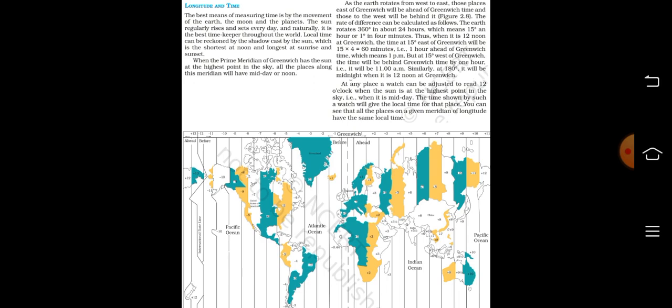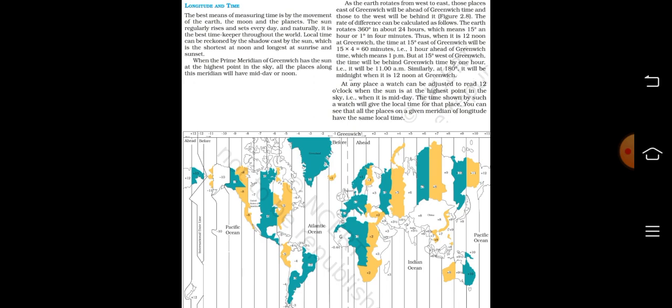As the earth rotates from west to east, those places east of Greenwich will be ahead of Greenwich time and those to the west will be behind it. The rate of difference can be calculated as follows. The earth rotates 360 degree in about 24 hours, which means 15 degree an hour or 1 degree in 4 minutes. Thus, when it is 12 noon at Greenwich, the time at 15 degree east of Greenwich will be 15 into 4, which equals 60 minutes.